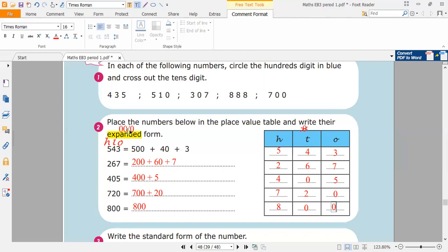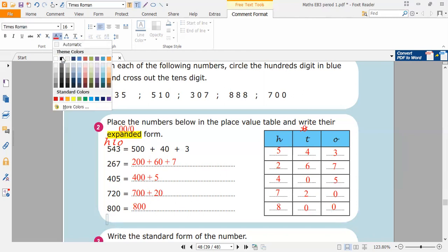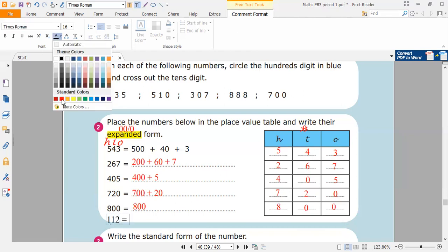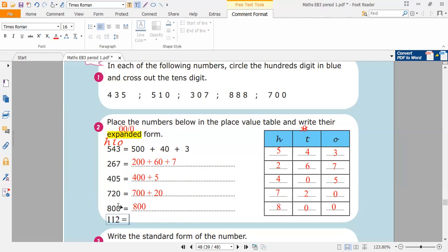Okay, don't forget, expanded form with zeros, HTO without zeros. I will give you another example here. Write it with me in your book. So this number, 112. Let's see. 2 ones, 110, 100. So I will write here 100 plus how many tens? 1 with 0, 10. Okay, plus 2. Now here I write 1 in the hundreds, 1 in the tens, and 2 in the ones. Okay?